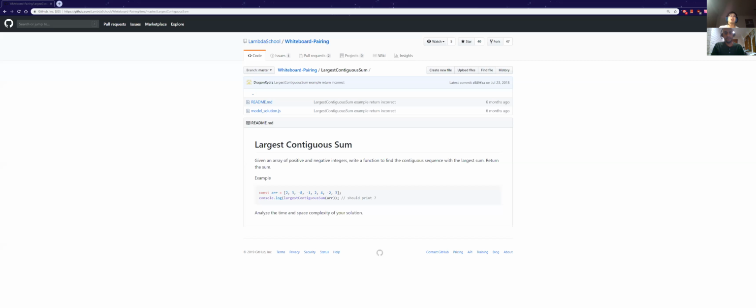Okay, so this is the problem. Given an array of positive and negative integers, write a function to find the contiguous sequence with the largest sum and return the sum. And on top of that, if you could tell me the time and space complexity of your solution, please. Once you're done, of course. All right, so would you please share the text editor on your screen and start coding? And please feel free to ask any questions in between.